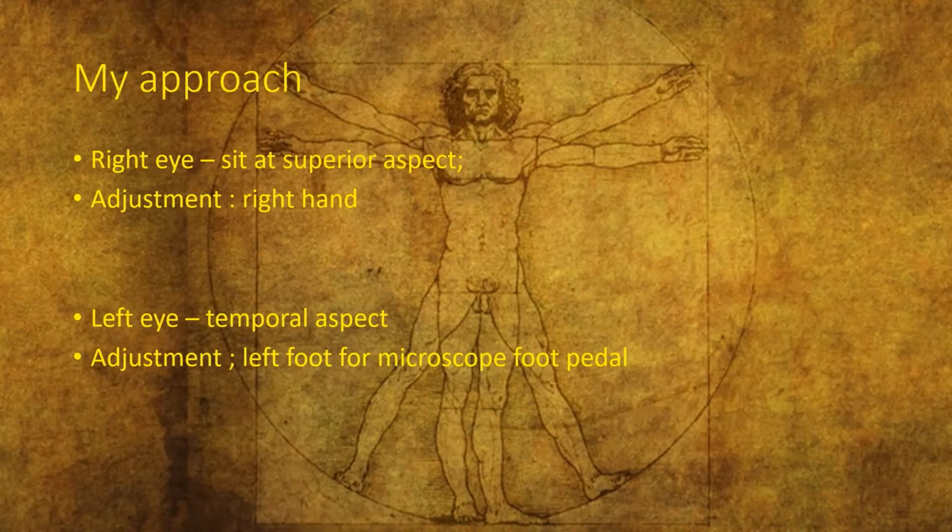In my approach, my sitting position depends on which eye I'm operating. If I operate on the right eye, regardless of the site of incision, I will sit at the superior aspect, making adjustment to my right hand. On the left eye, if I do a superior section, I still remain at the superior part, whereas if I need to do a temporal section, then I shift my seat to the temporal part and make adjustment for the left foot.